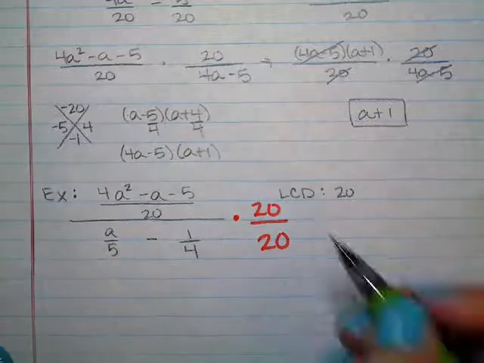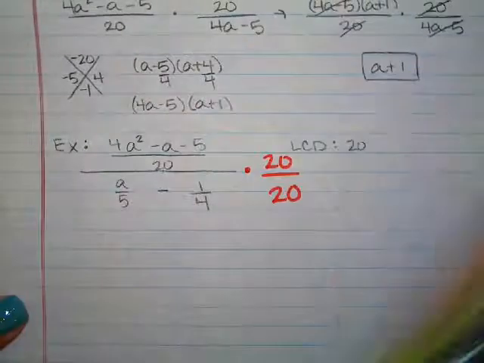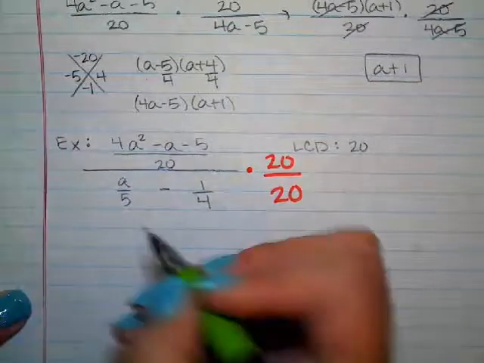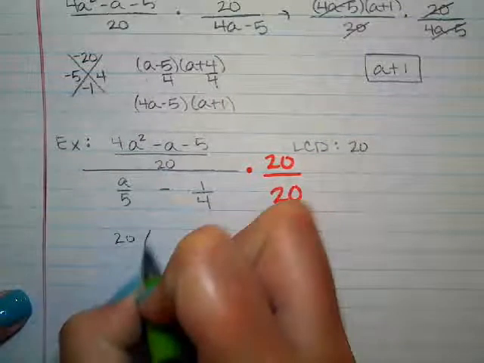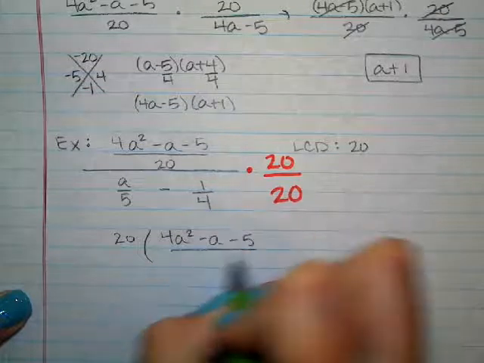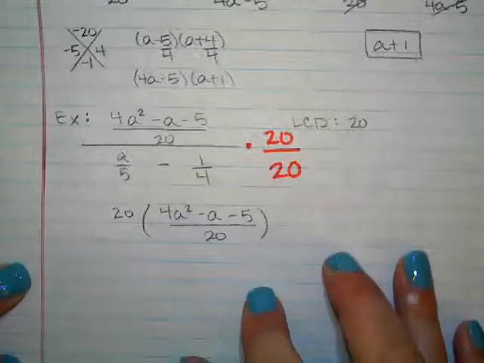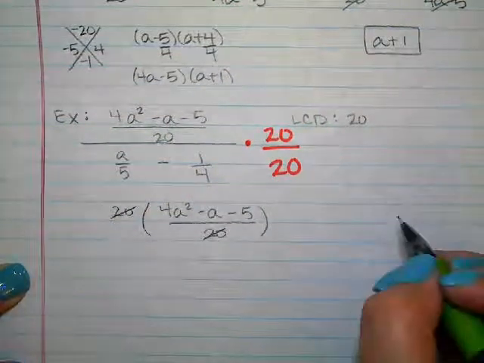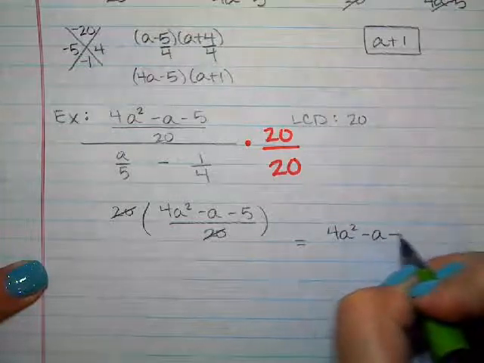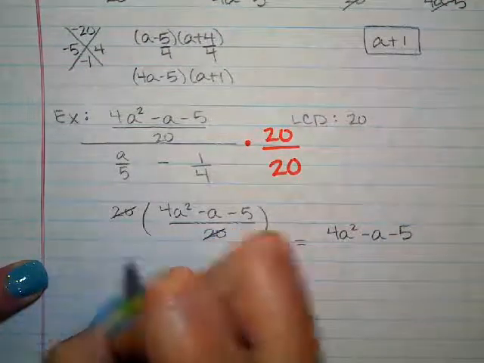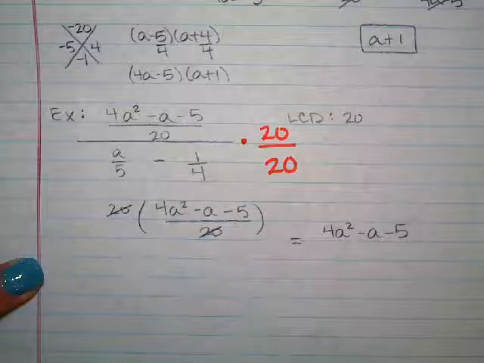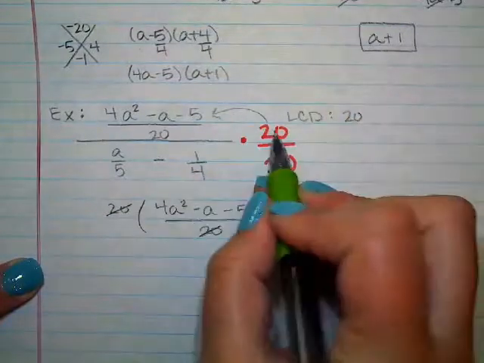When I take the 20 and multiply it by the top, I'm going to show all my work this first time, but as you do this more and more, you can show your steps less and less. So there's the 20 multiplied by the top. And when I do that, the 20 and the 20 cancel out, and I just get 4a squared minus a minus 5. So 20 times the top, the 20s cancel, I'm just left with this.